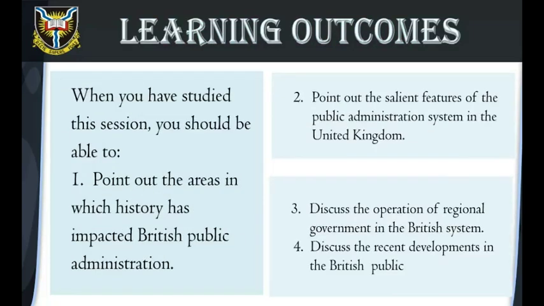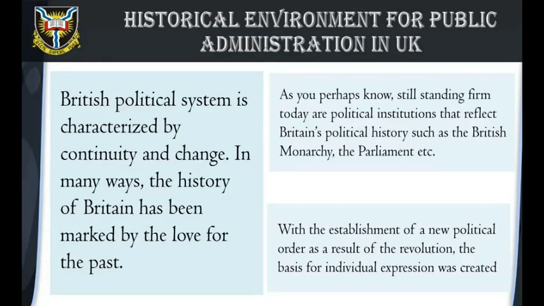When you have studied this session, you should be able to: 1. Point out the areas in which history has impacted British public administration. 2. Point out the salient features of the public administration system in the United Kingdom. 3. Discuss the operation of regional government in the British system. 4. Discuss the recent developments in the British public administration in the UK.